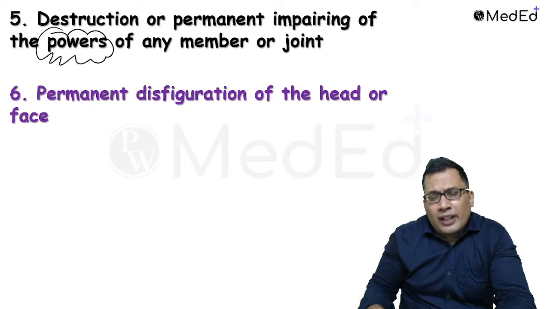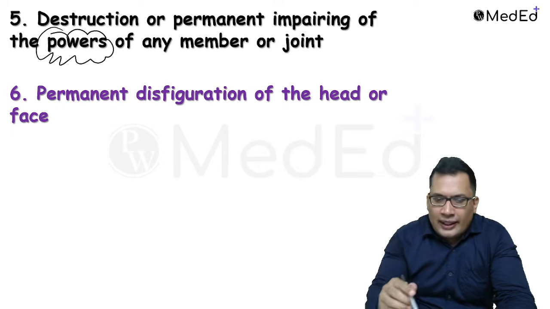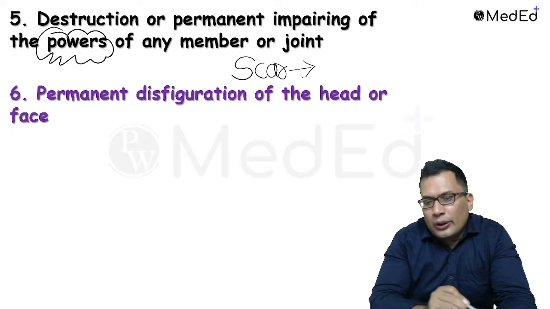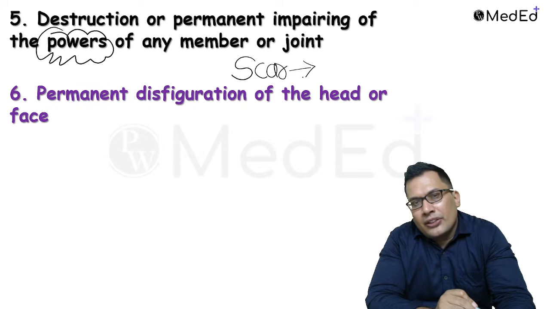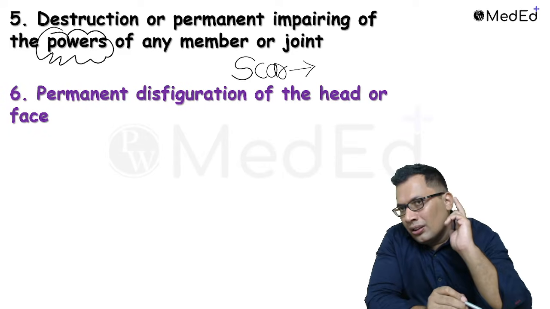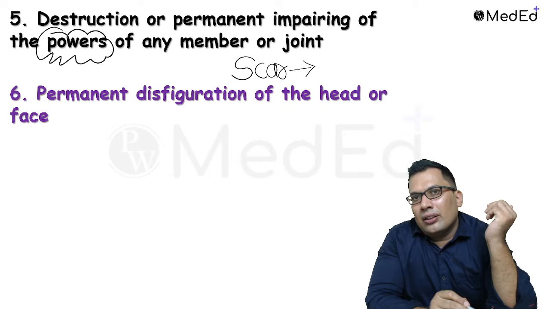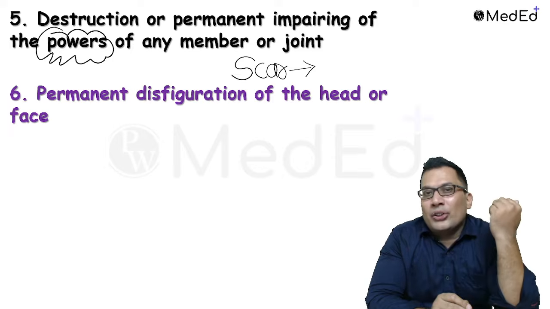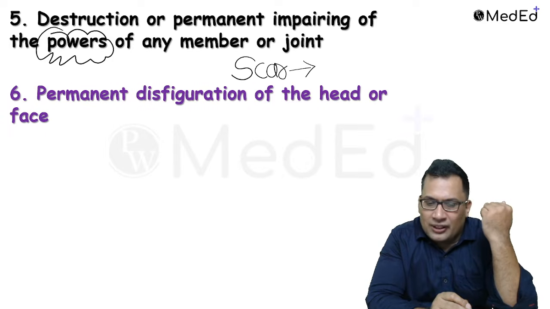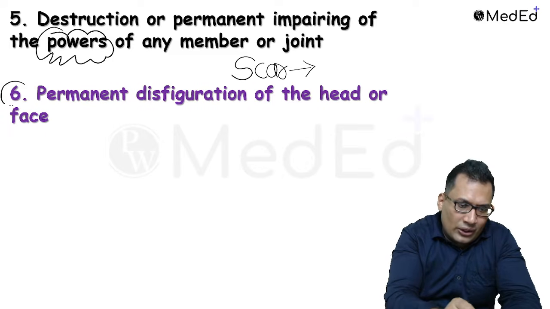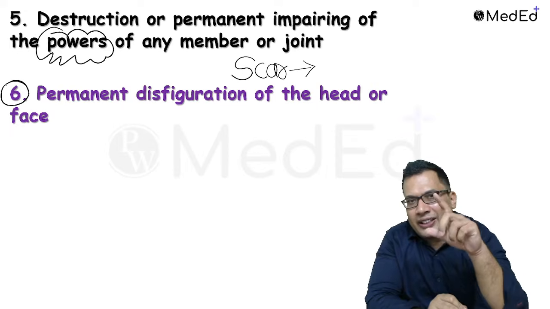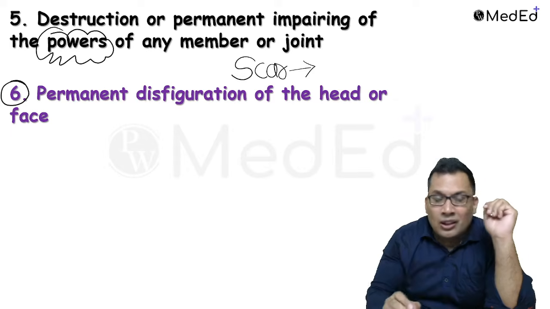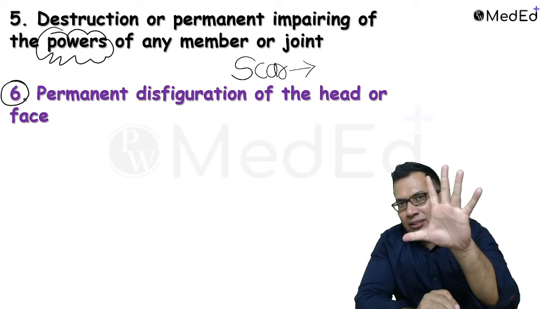Permanent disfiguration of head or face. For example, a scar mark that can lead to disfiguration of the face, or cutting of the ear, or bone injury over the face can be disfigured. That is the sixth clause. So you can remember sixth clause, sixth sense, that is over the face. Fifth, that is the power star, power.